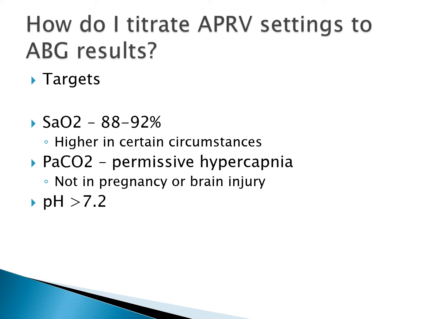With regard to carbon dioxide, permissive hypercapnia is part and parcel of APRV, just as it is with low tidal volume ventilation. Clearly not in certain circumstances though, such as pregnancy or traumatic brain injury. What we're really interested in is not the CO2 most of the time, it's the pH. And you want to keep the patient away from an acidotic state, away from a state that could cause problems with cardiac arrhythmias, for example.